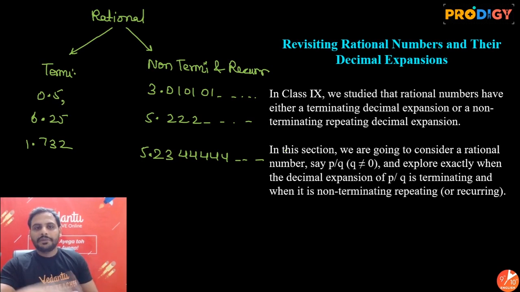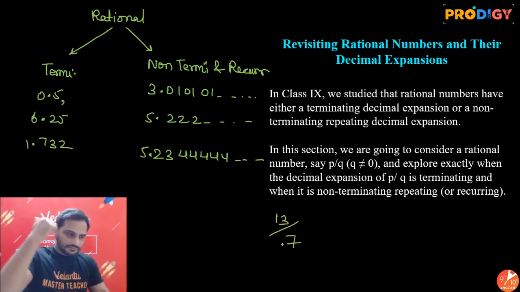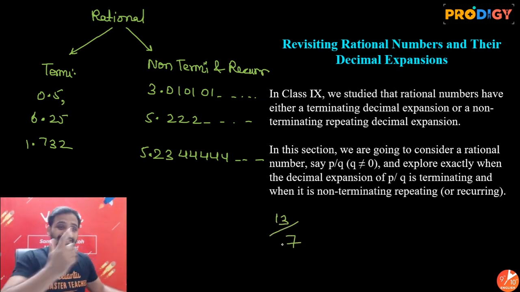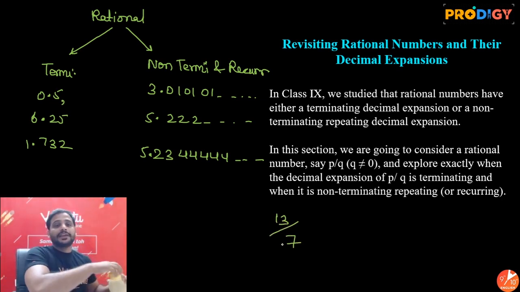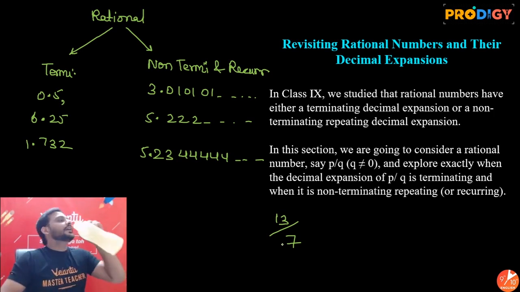All right. How do I know? Suppose I give you any rational number, let's say 13/7. Now how will I get to know whether the decimal expansion of this number is terminating or non-terminating?